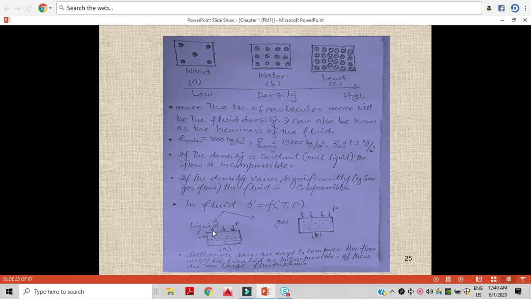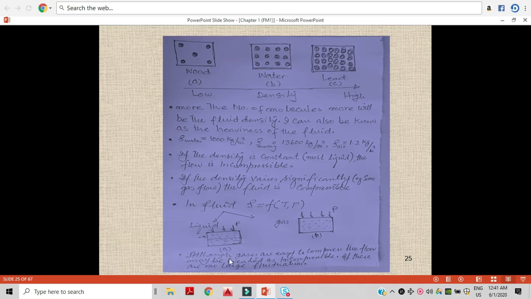If we apply a pressure P over it, until the piston reaches the vapor liquid barrier, after that it will compress negligibly. So in this case we can say that the liquid doesn't change its density. But if we apply the pressure P here, what will happen? It will compress. So in this case we can say that gases are compressible fluids and liquids are incompressible fluids in general.